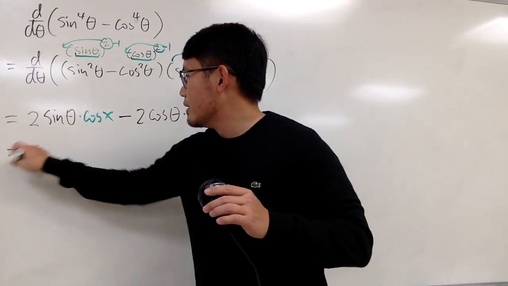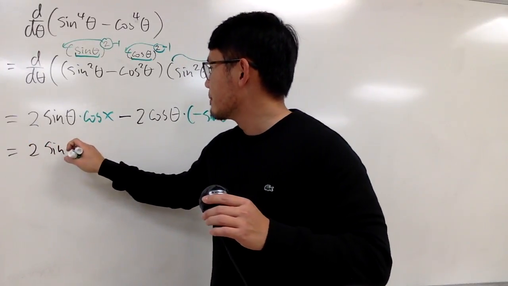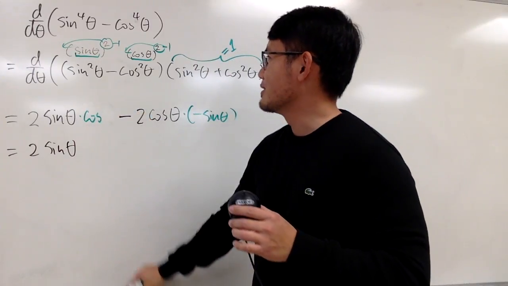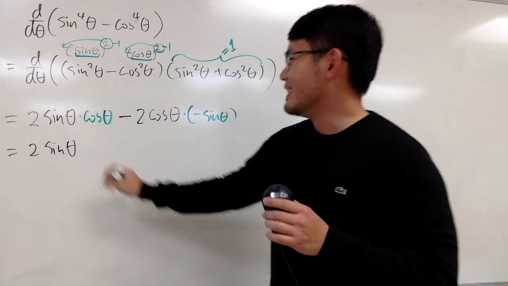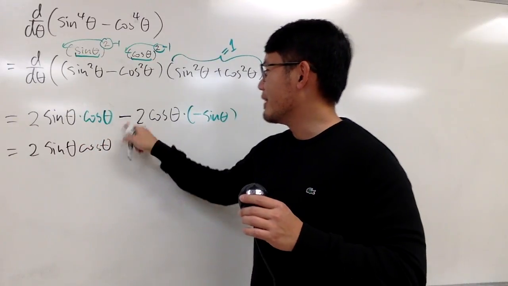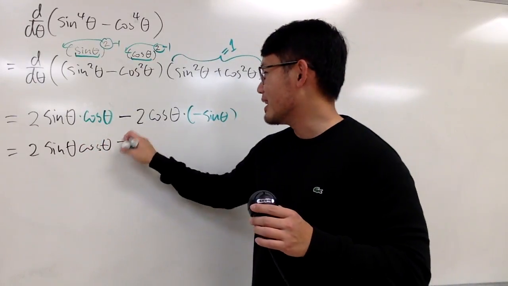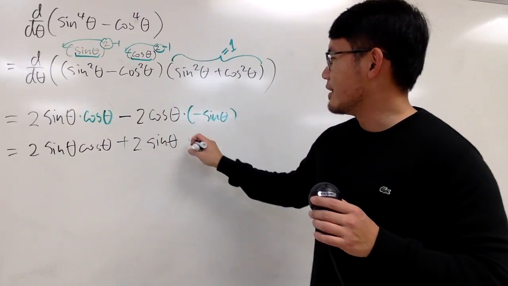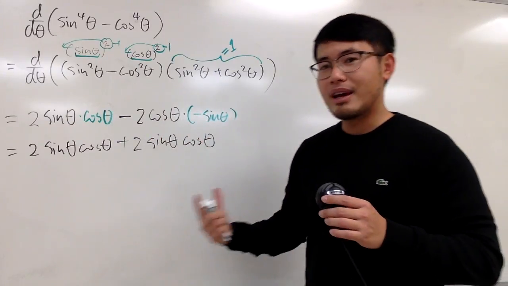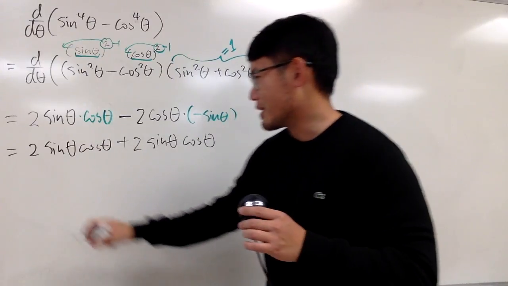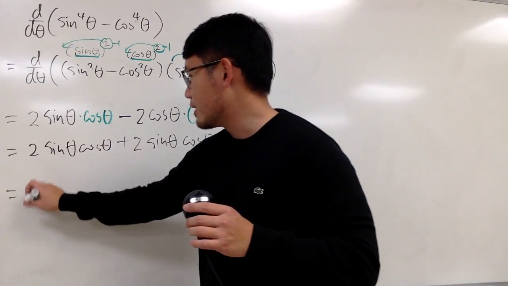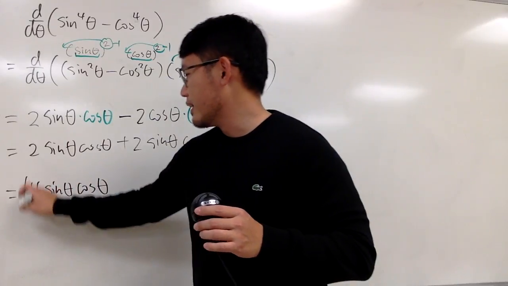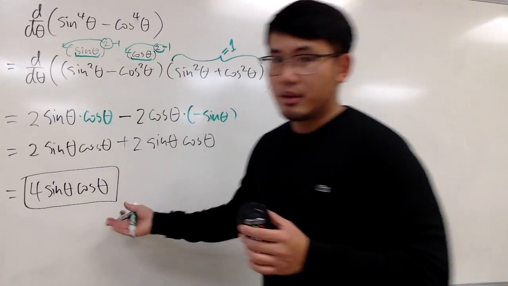And let's see. This is 2 sine theta cosine theta. And there's no x, it's just theta. Then negative, negative, of course, you can write it down as plus 2 sine theta cosine theta. Hey, this and that are the same. So you can combine terms, which is altogether 4 sine theta cosine theta. And this right here will be an okay answer for that.